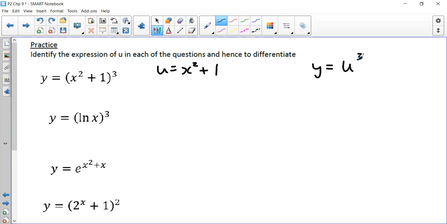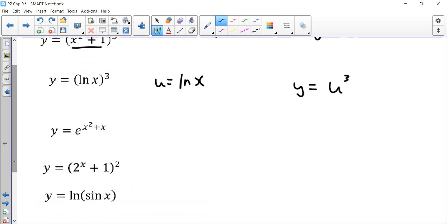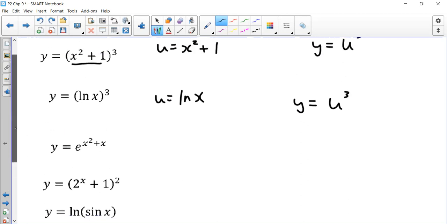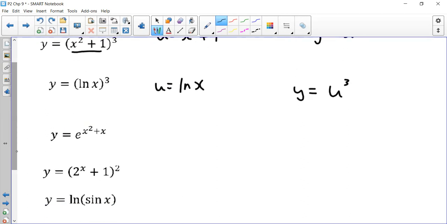So that's the first one. So u is the inside, and then rewrite y in terms of u. I'll do a second one with u as well. So u equals ln x, and y equals u cubed. So let you have a go. Have a try for the next 3. So pause the video now. When you're ready for the answer, you can press play.